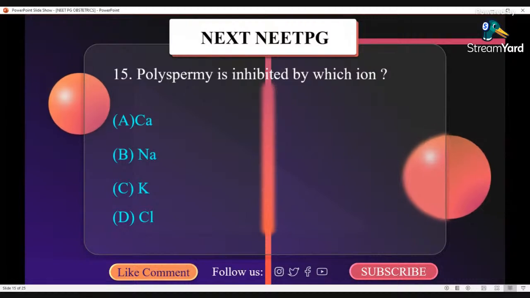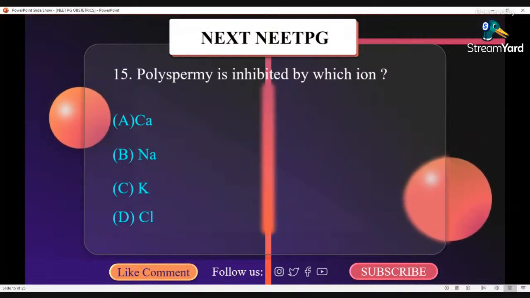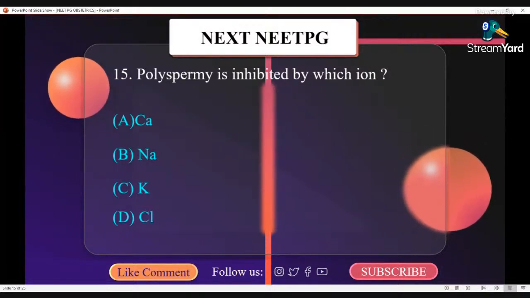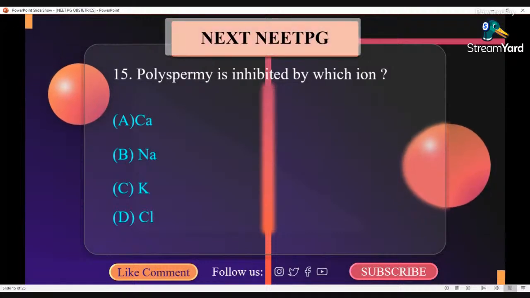Polyspermy is inhibited by which ion? A. Calcium, B. Sodium, C. Potassium, D. Chloride. The correct option here is A. Calcium.